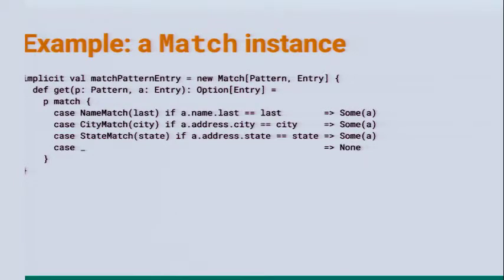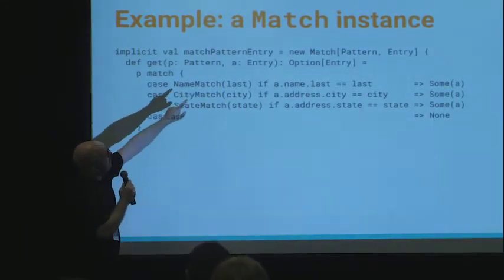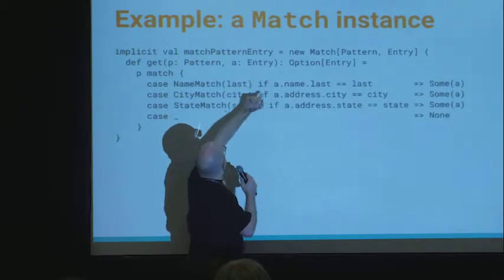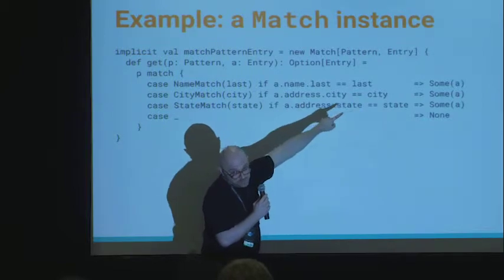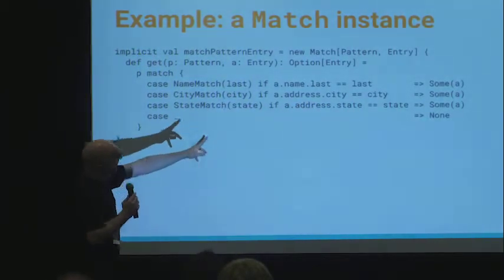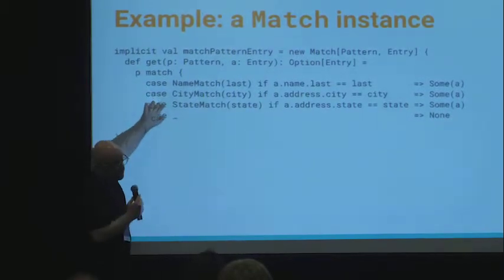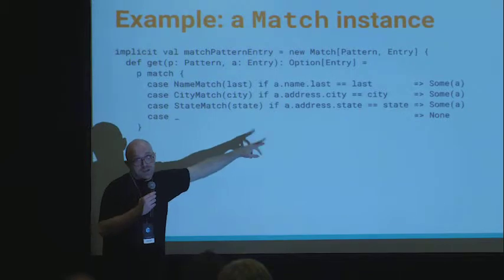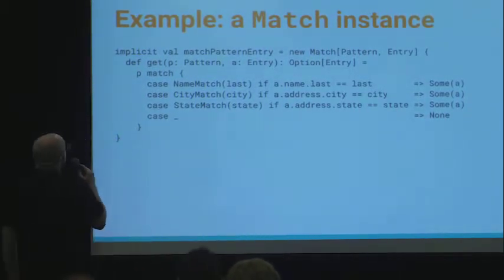And this is the match instance for our data type. We had that entry back there that was the address book. We had that pattern type. Here what we're doing is taking the pattern that comes in and matching against the piece of data we get. If the last name matches the last name in our data, then we return that as a Some(A), just for giving the data back. And the same thing with city and state. But otherwise, if none of these three conditions are satisfied, then we return a None, indicating no match has been found. So this is what a custom matcher looks like.